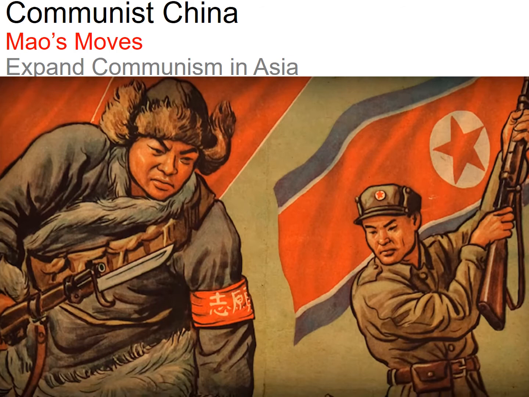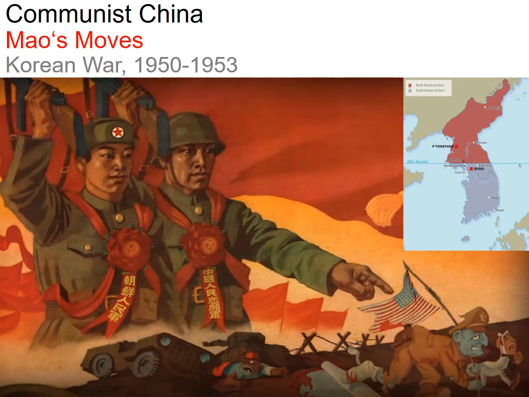He's a good revolutionary, so he wants to expand communism in Asia. We've covered this topic a little bit in the past, so we won't go in the weeds here, but he's encouraging the expansion of communism into Japan, into the Indochina Peninsula, into Korea, into Vietnam, and so forth. This results in the Korean War, right? Which lasts from 1950 to 1953.